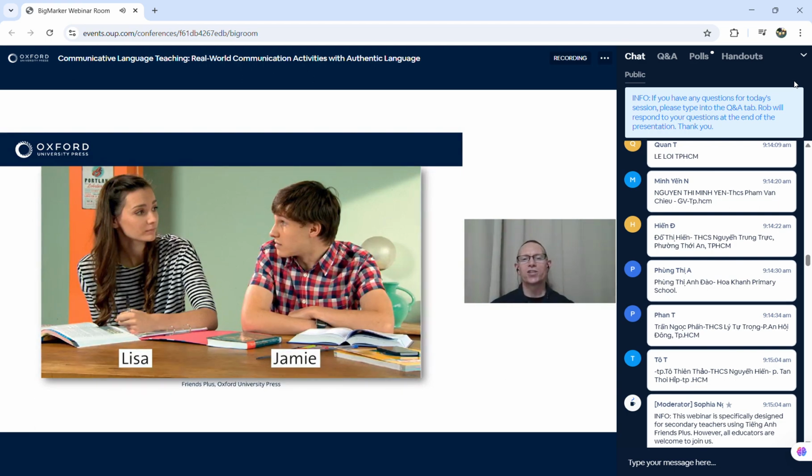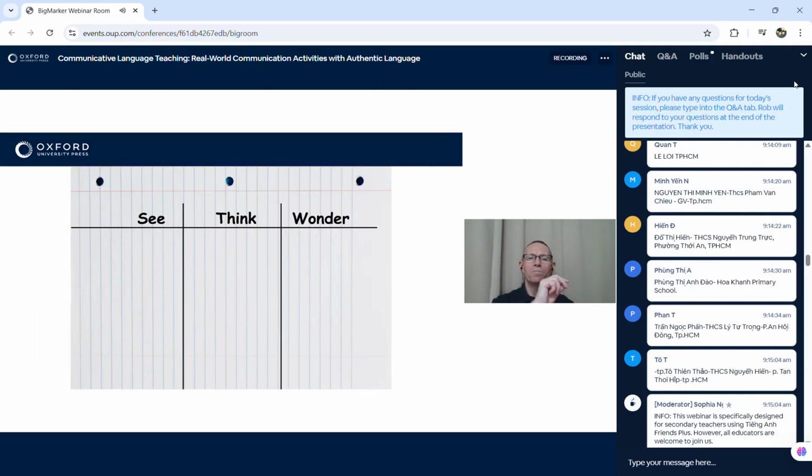What we do is we show the students a picture. If you have a large screen in the classroom, you could simply blow this up and show the students this without letting them read any of the text. Next, students are going to make this chart in their notebooks. The first column says see, so it's things that you can see in the picture. The middle column says think, so what do you think is happening in the picture? And then the right-hand column says wonder. What do you wonder about the scene?